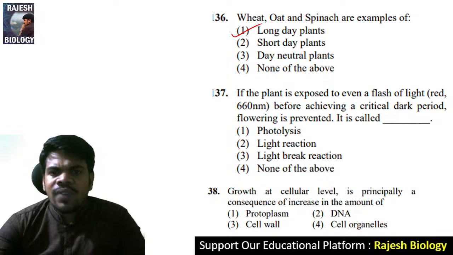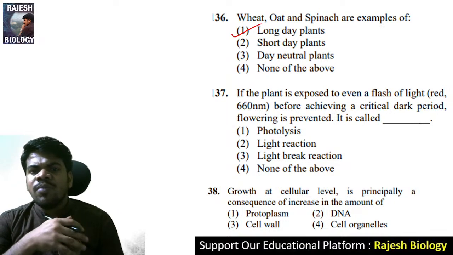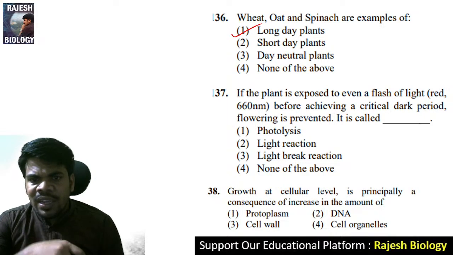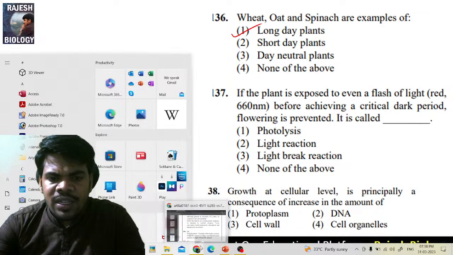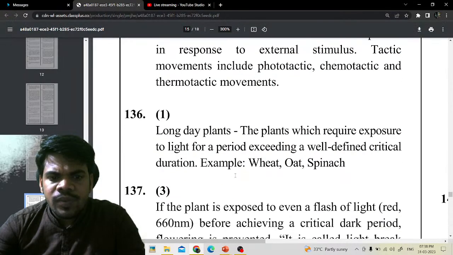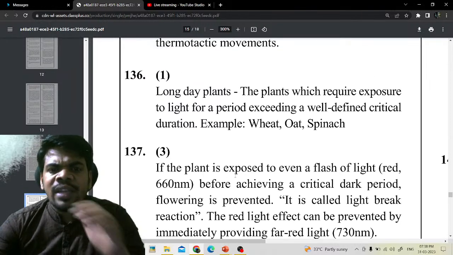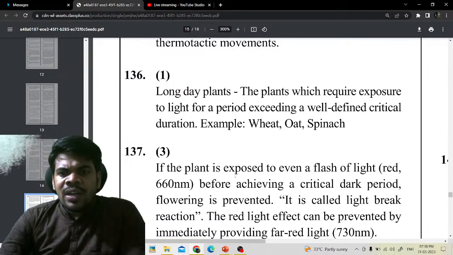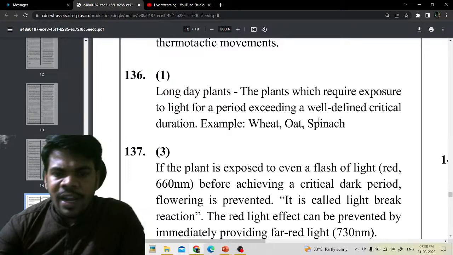37th question. If the plant is exposed to even a flash of light before achieving a critical dark period, flowering is prevented. It is called what? It is called light break reaction.